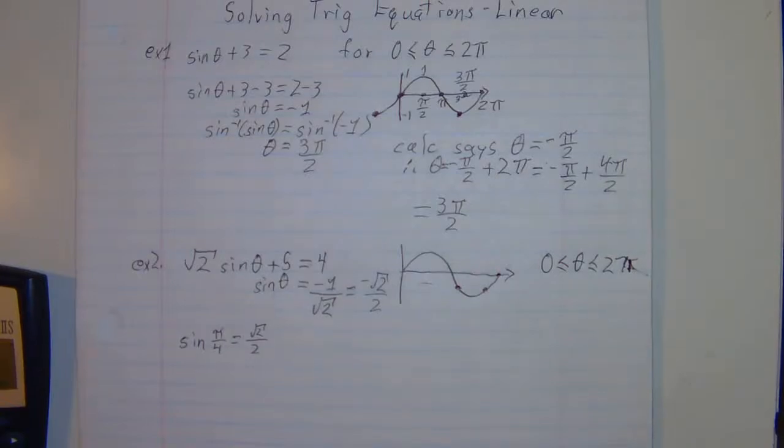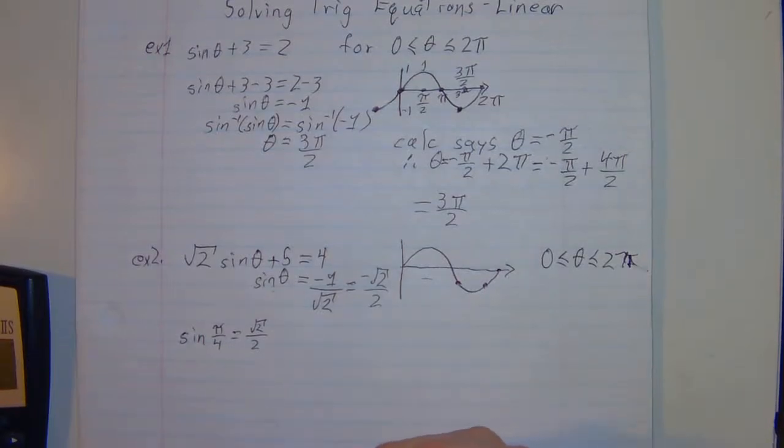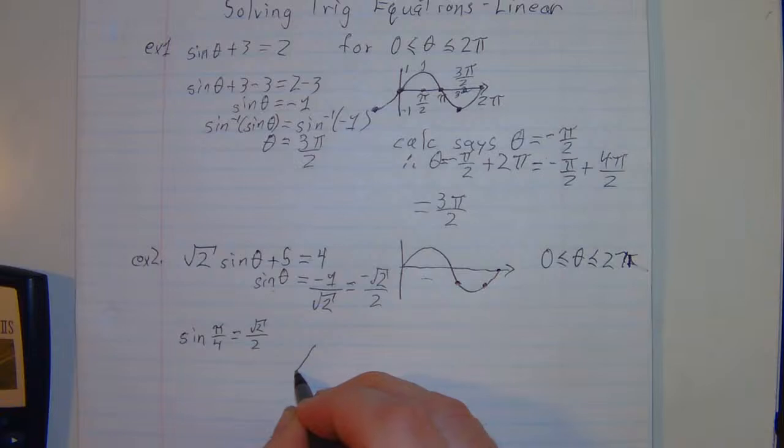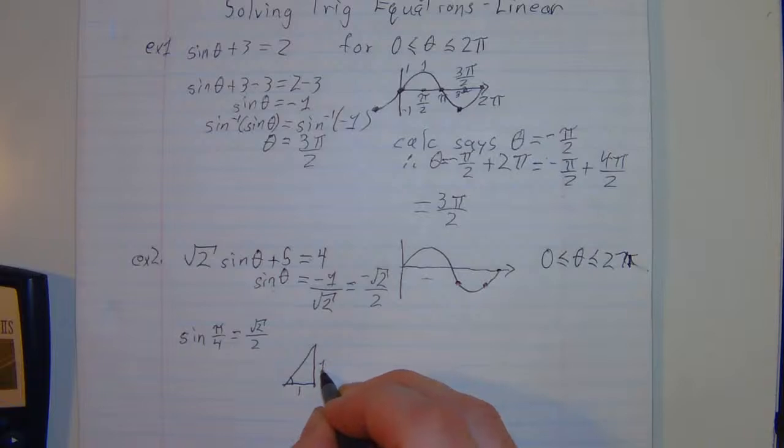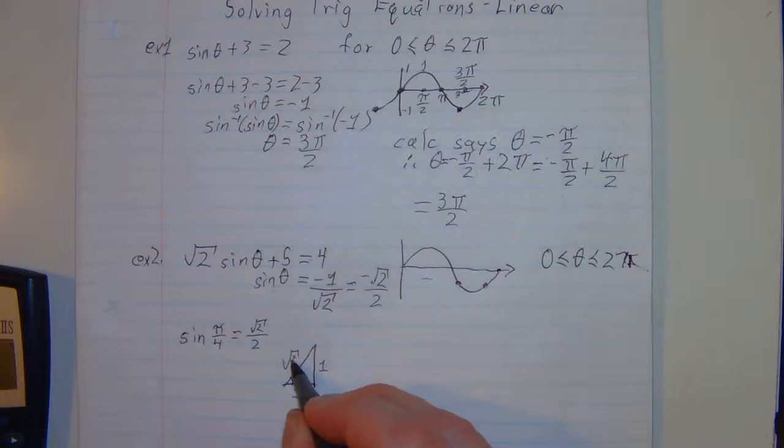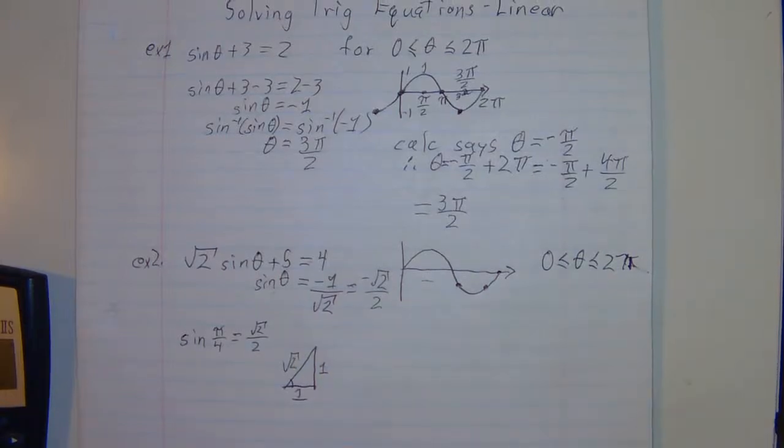Or to 1 over root 2. And that is from, so if we have a 45-degree angle here, sides are 1 and 1. 1 squared plus 1 squared is 2. Square root of 2 gives us the hypotenuse. So sine is opposite over hypotenuse, 1 over root 2.